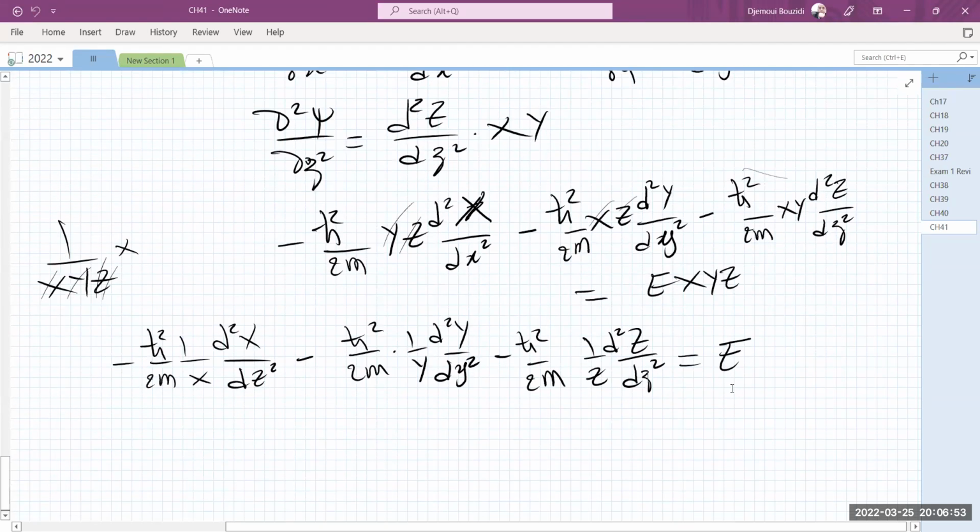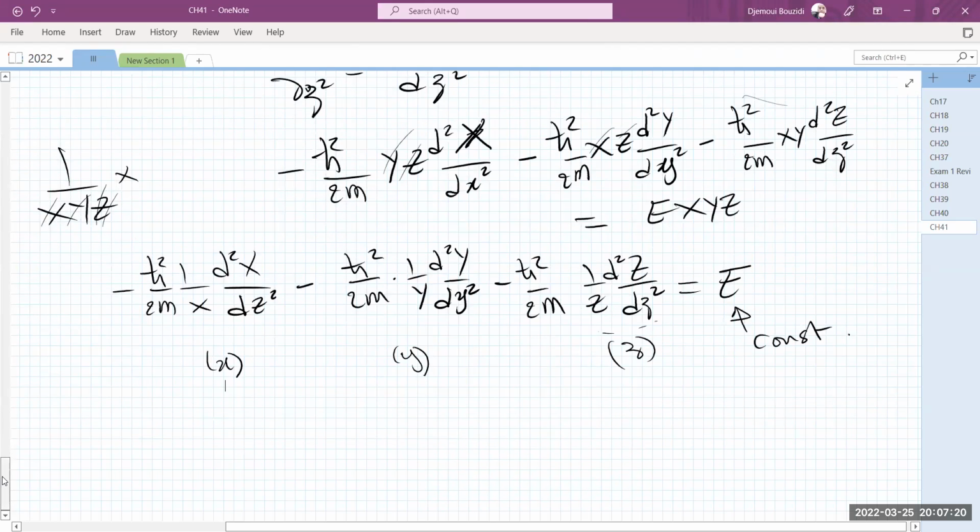Okay. This side is constant. There's no x, no y, no z in it, and I mean the variables. This term should depend only on z, this term should only depend on y, and this term should only depend on x. One way for them to do that is if this term does not have anything in it in x or y or z, and the same thing for the other two.